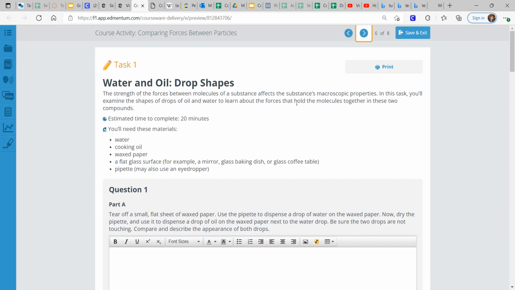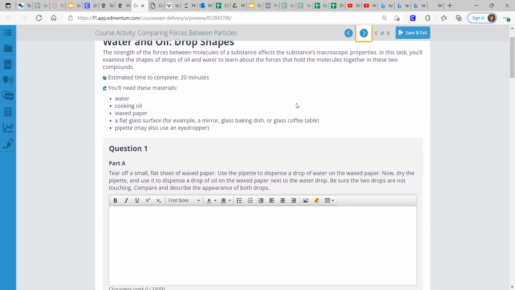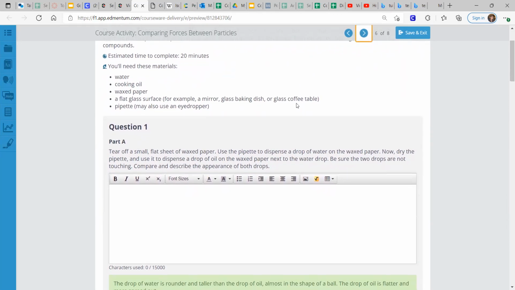In this task, you'll examine the shapes of drops of oil and water to learn about the forces that hold the molecules together in these two compounds. You'll need these materials: water, cooking oil, waxed paper, a flat glass surface. So, for example, a mirror, glass baking dish, or a glass coffee table, if you have any of those, a pipette. You could also use an eyedropper.